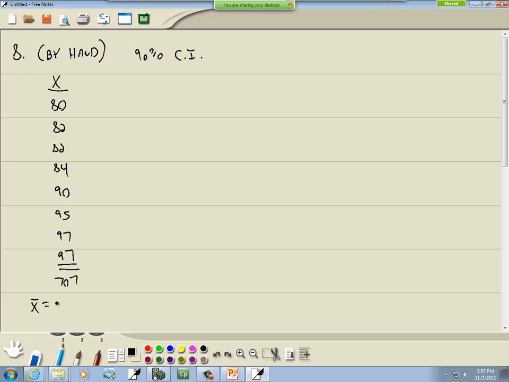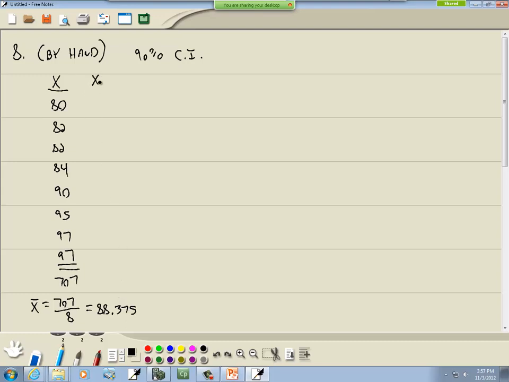X bar is going to equal that sum divided by how many we have. 1, 2, 3, 4, 5, 6, 7, 8. So divide by 8. So we got 707 divided by 8, and I get 88.375.